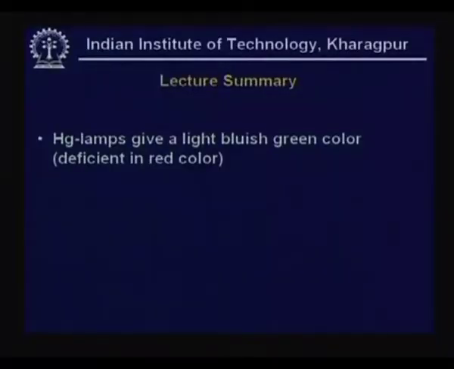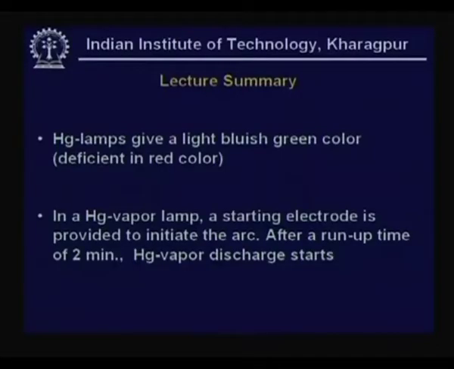Now, mercury vapor lamps, as already said, give a characteristic bluish green color. As we have known, the gas vapor decides the type of color. In a mercury vapor lamp, a starting electrode is provided and typical run-up time could be anywhere from 30 minutes to 2 minutes, as I said. Here we have written 2 minutes because these days technology is available to start quickly.